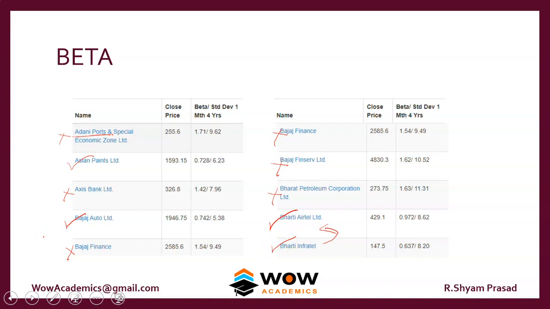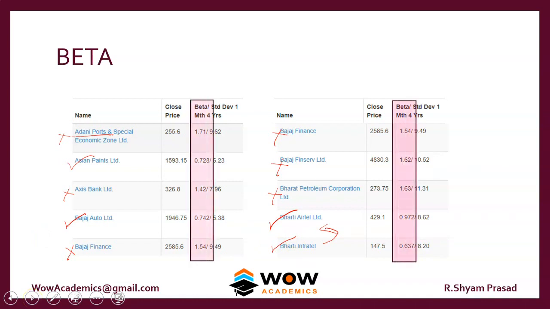Now just look at this implication. Wherever we marked a cross, the beta would be higher. Check. And wherever we put a tick mark, the beta will be less than 1. Check. Asian Paints is less than 1. Bajaj Auto is less than 1. Bharti Airtel is less than 1. Bharti Infratel is less than 1. But if you take the companies we have marked with a cross, the highly risky companies, they will have more than 1. Check. 1.71, 1.42, 1.54, 1.62, 1.63.